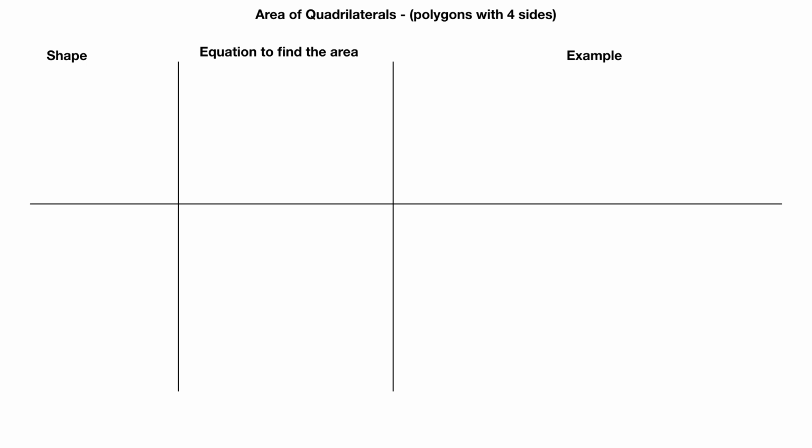Alright, so today we're going to look a little bit at the area of quadrilaterals. Quadrilaterals are polygons with four sides. Specifically, we're going to look at squares, rectangles, parallelograms, and trapezoids. So to start off with, we will put our square right there.